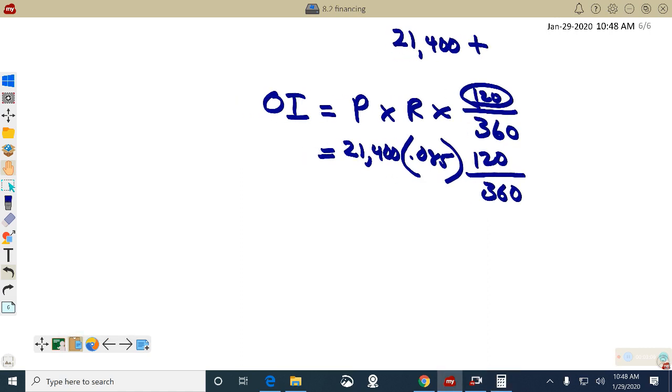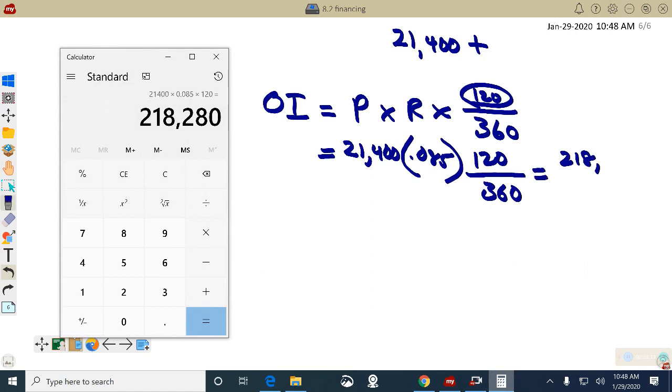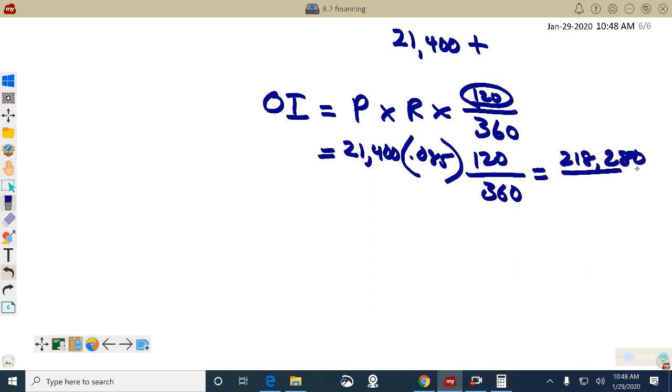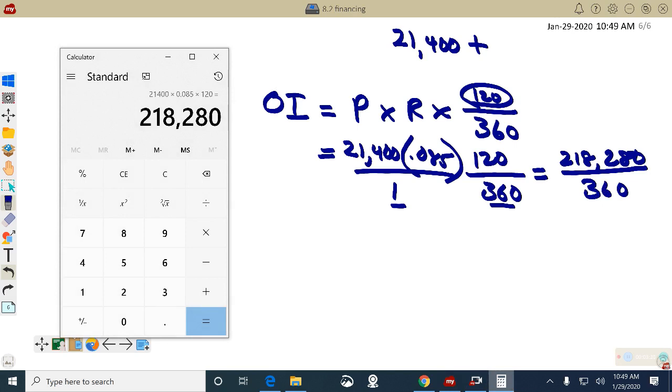Notice that becomes 218,280. I think it's 280. That's the numerator, notice. The denominator, remember, this is all over 1, so the denominator is just denominator times denominator, so it's going to be 360. So now let me go and divide that. The numerator divided by the denominator will give us the interest, how much the loan grew. So 218,280 divided by 360. So I got $606.33.